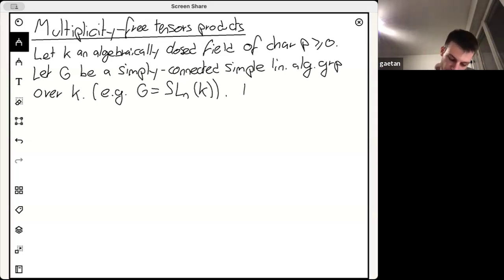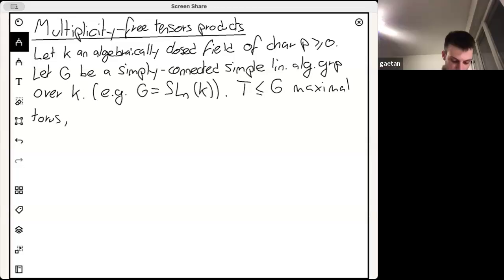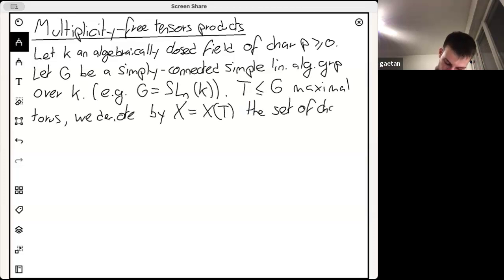Inside this group, we can fix T, a maximal torus. So inside SL_n, you can just think of the diagonal matrices. And we denote by X the set of characters of T, so maps from the torus to our field.